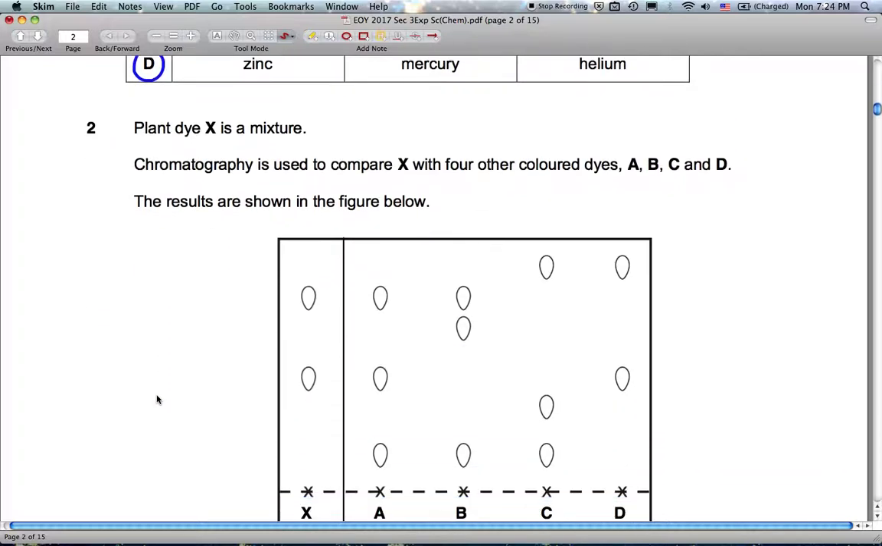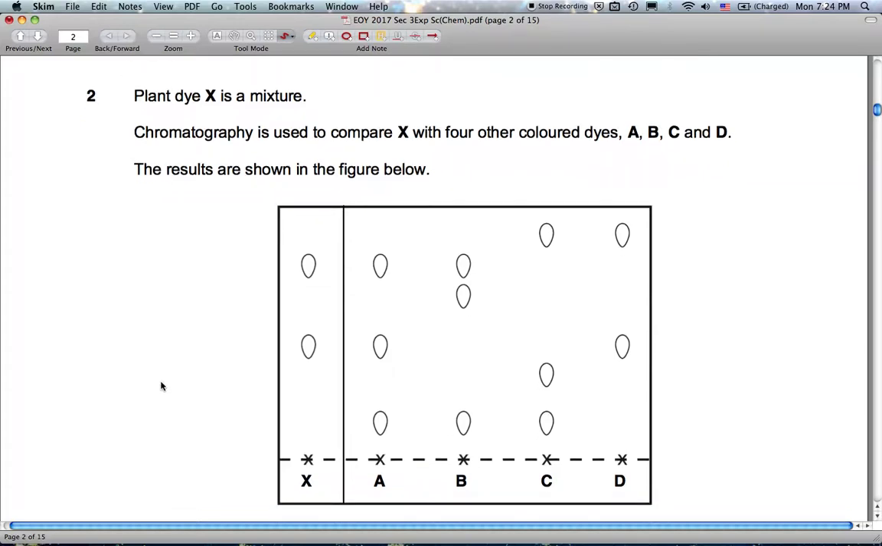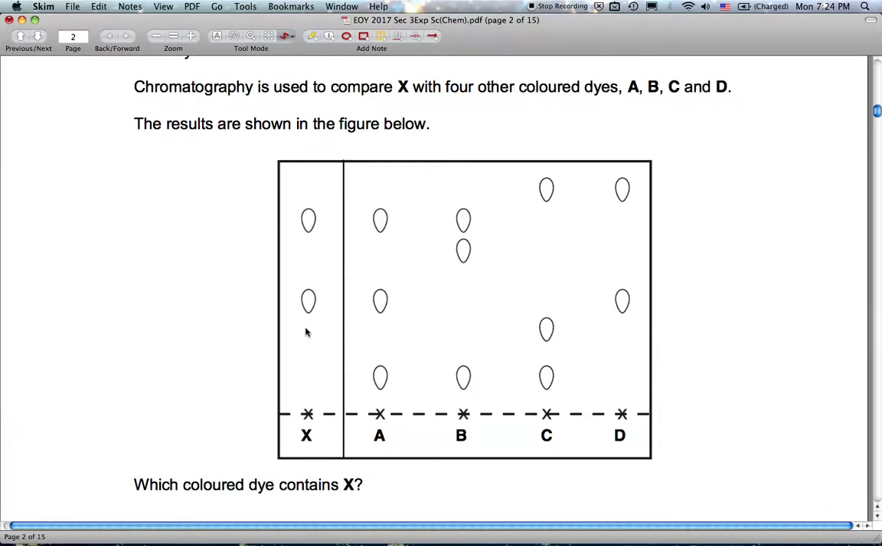Second question, plant dye X is a mixture, and we are told that chromatography is used to compare X with 4 other colored dyes A, B, C and D, and the results are shown. So since we have X on the left hand side here, the question is which colored dye contains X. So we want to see which of these A, B, C, D contain X. So look at the 2 spots that X has. So the dye of X is separated into 2 components, this one here and this one here.